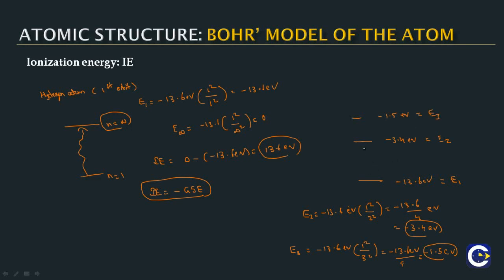So the observation here is, if you see the gap between the first and second levels and the gap between the second and third, the gap keeps on decreasing. If you look at the energy of the fourth orbit, the gap between the fourth and third will be even lesser. So the energy gap between the second and first is more than the gap between third and second, which is more than the gap between fourth and third, and so on. This is another interesting observation with regard to the energy levels in an atom.